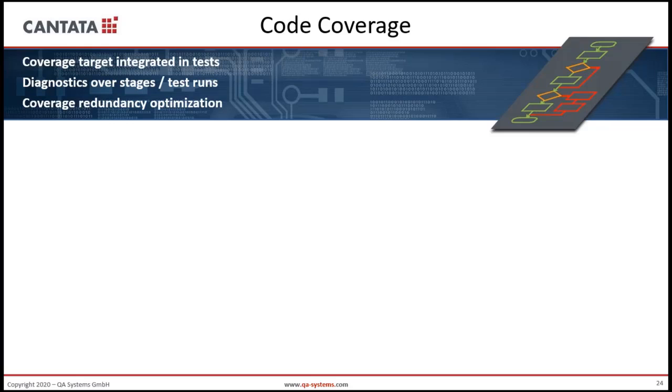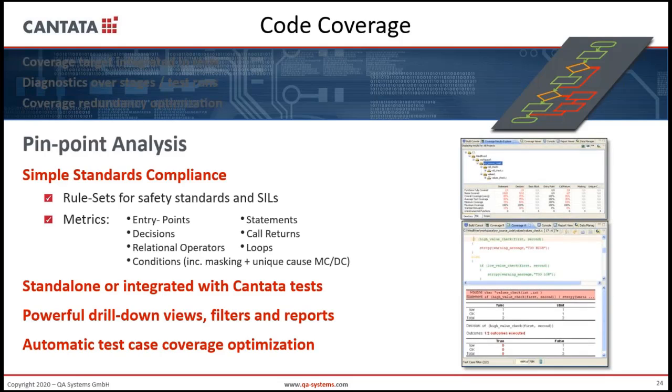Integrated coverage is needed to avoid separate manual review activity. Data needs to enable diagnostics at every stage or run, and it helps you optimize test sets. Cantata makes pinpoint analysis easy with standard compliance rule sets, drill down filtered views of coverage from whole projects down to individual code syntax for all the industry standards. The report generated contains all coverage data as well as the dynamic test results. Finally, automatic coverage optimization identifies any redundant test vectors, and this can help with the selection of suitable input combinations.